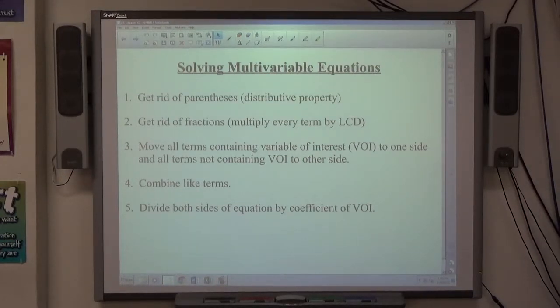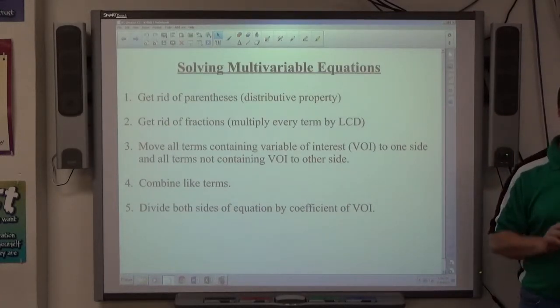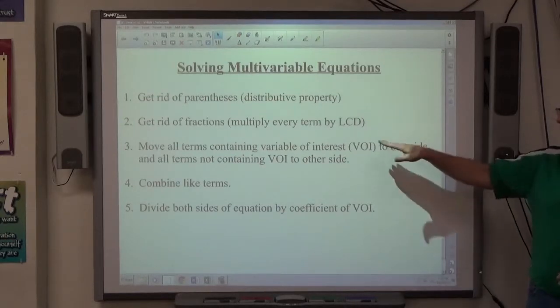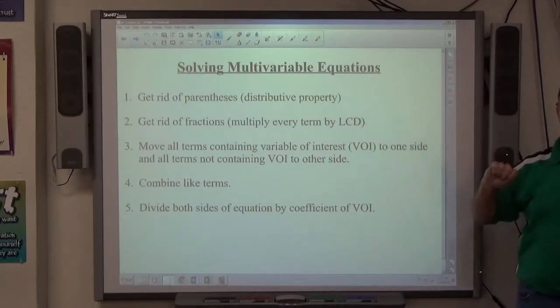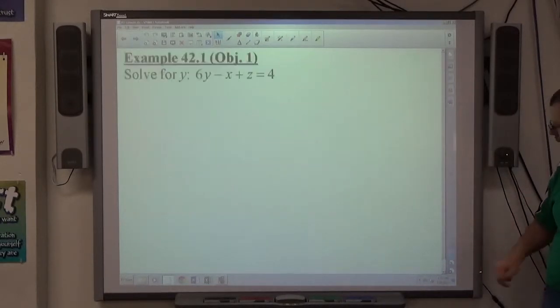You're usually going to have multiple variables, so steps 3, 4, and 5 happen almost every time. But steps 1 and 2 for right now, I don't think are going to happen yet. I don't remember any parentheses or fractions in the problem we're going to see today. So basically we're going to be doing steps 3, 4, and 5, but as we revisit this topic, they're going to throw parentheses and fractions in. We'll have to deal with those when we get to them.